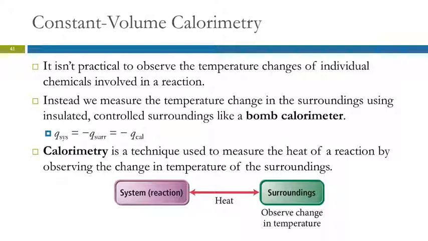So we set up the surroundings using a bomb calorimeter. And so the surroundings now are the calorimeter, and so that's equal to negative Q cal. Calorimetry is a technique where we measure the heat of a reaction by observing temperature changes in the surroundings, the stuff that's surrounding the reaction. So we've got the system, the chemical reaction that we're studying. We're doing this at constant volume, so there's no work involved. And so we're looking at the heat being transferred to the surroundings, and we can observe a change in the temperature of the surroundings.